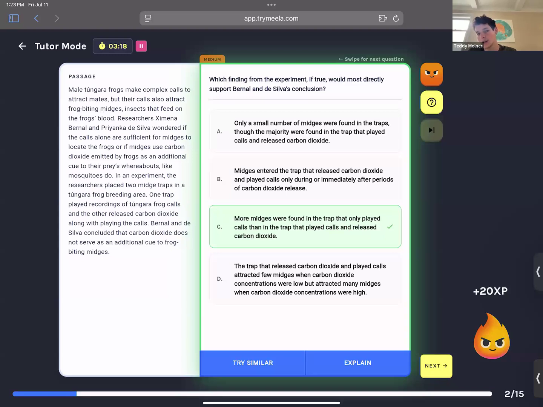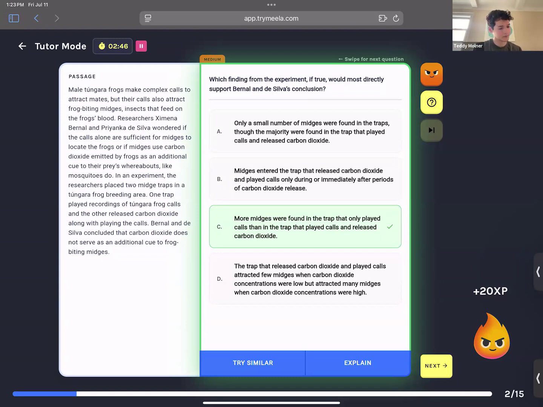D is sort of what we call a trap answer. Because if you understand what's going on, A is pretty clearly false, right? Only a small number of midges were found in the traps, though the majority were found in the trap that played calls and released carbon dioxide. Remember, the researchers' whole hypothesis here is that carbon dioxide is less effective in getting them. So if more are found when carbon dioxide is released, that's contrary to the researchers' conclusion. And we're trying to find the statement that would most directly support the research conclusion. So that's incorrect.